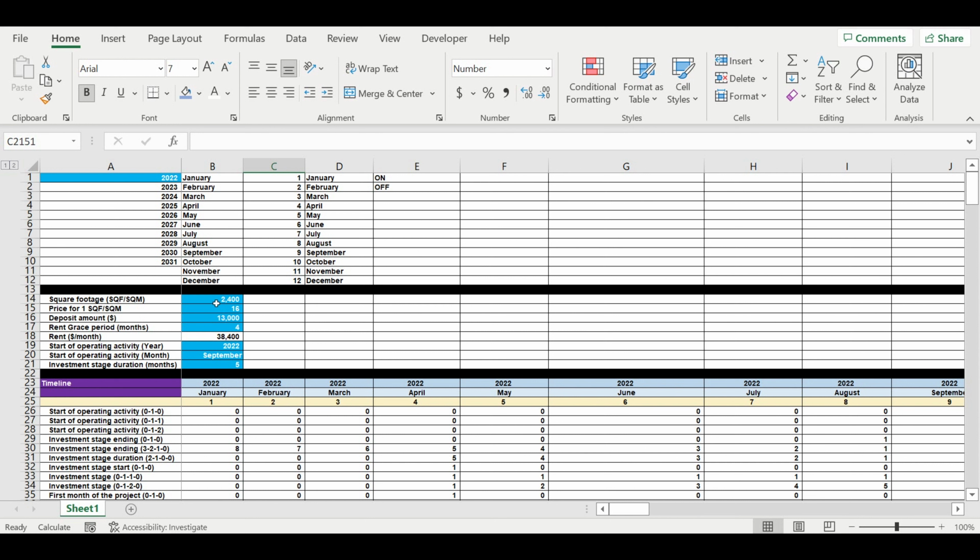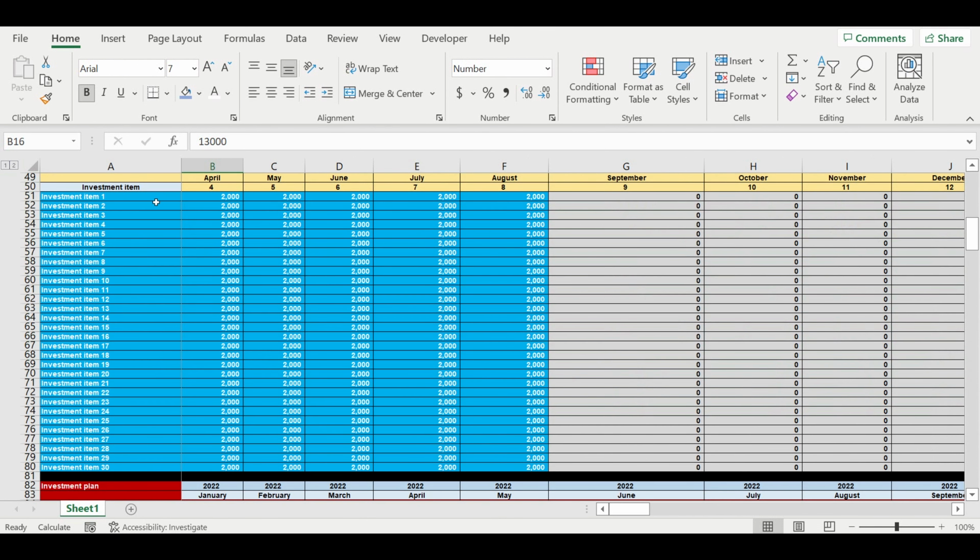So here you can specify the rent parameters: when you start operating activities, what is the price of rent per square foot, what is the square footage of your location, in square meters or in square feet. Is there any grace period for rent payments, what is the amount of deposit. You can also specify the investment stage, what you invest in, when you invest in, what is the duration of the investment stage.